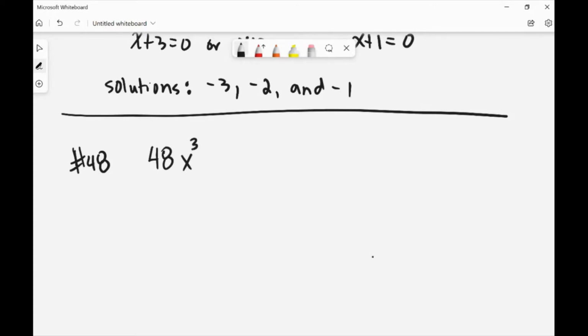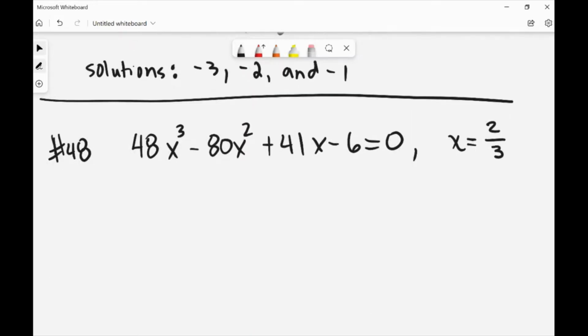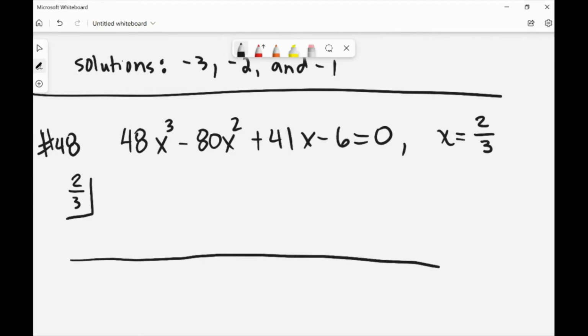48x cubed minus 80x squared plus 41x minus 6 equals 0. X equals 2/3. Are we missing any terms? No, ma'am. Okay, we're good with that then. All right, so we're going to put 2/3 in our little box here. What other numbers do we need to write up here? 48, negative 80, 41, negative 6.